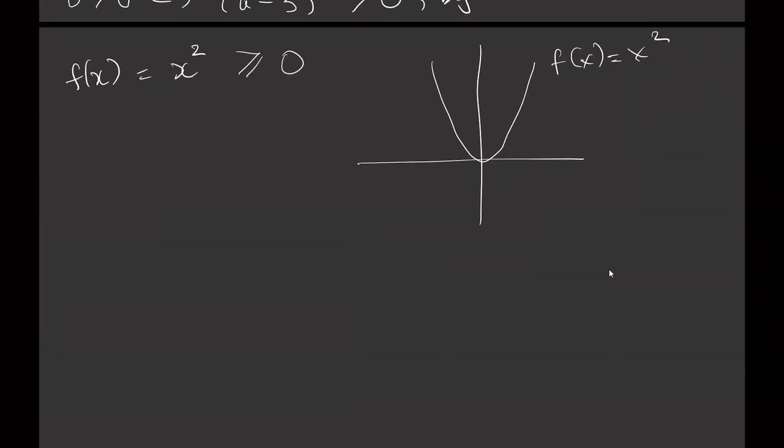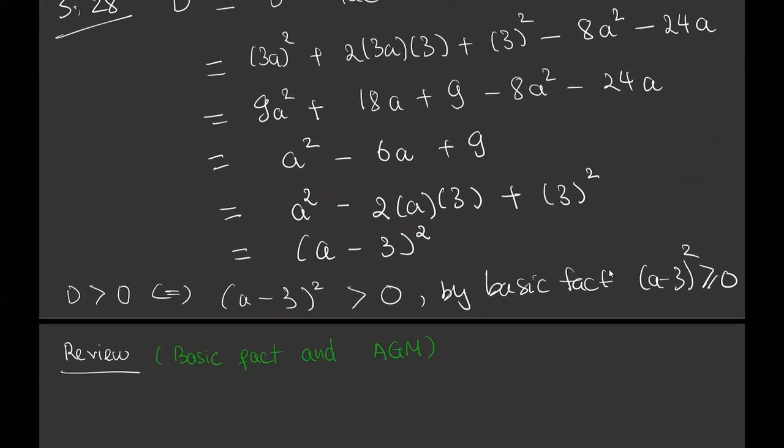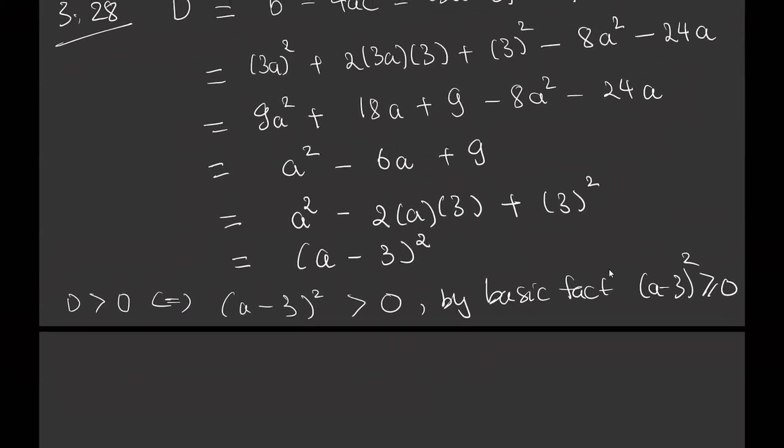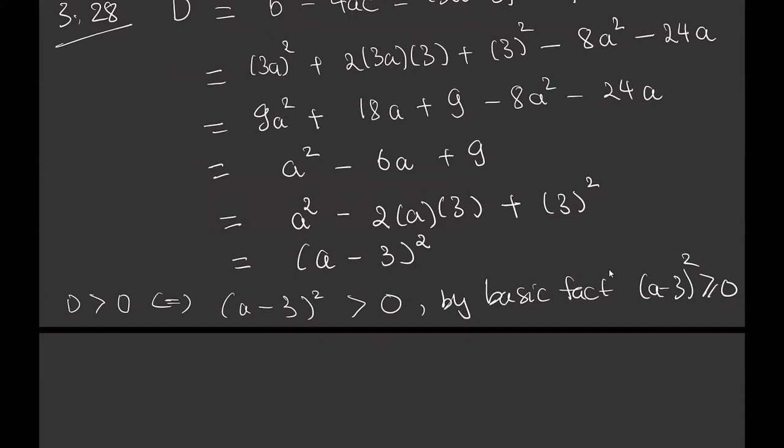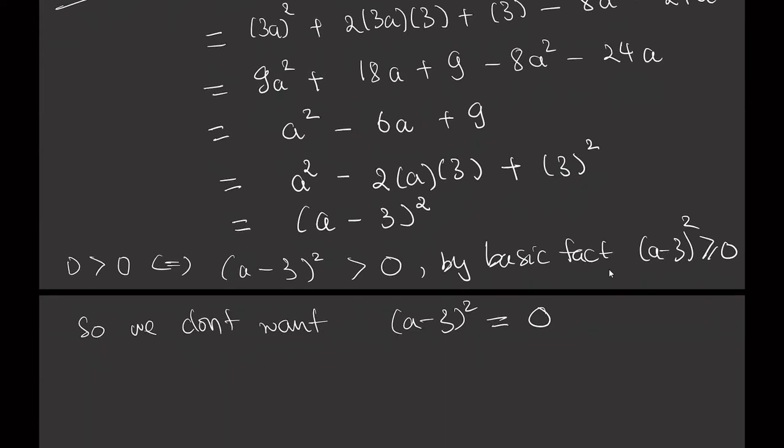Okay, let me delete this. We don't want (a minus 3) squared to equal 0, because if it is not equal to 0, it has to be greater than 0. And that's what we want. It means we don't want a such that (a minus 3) squared equals 0.